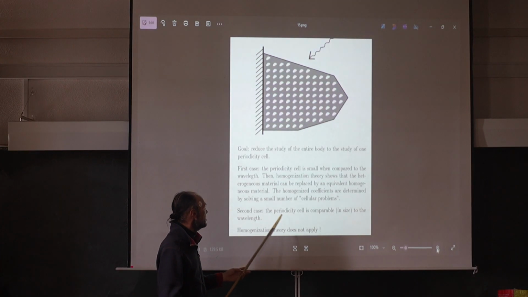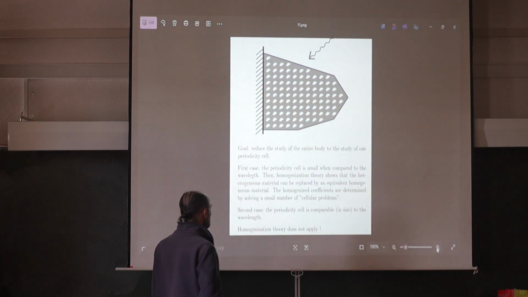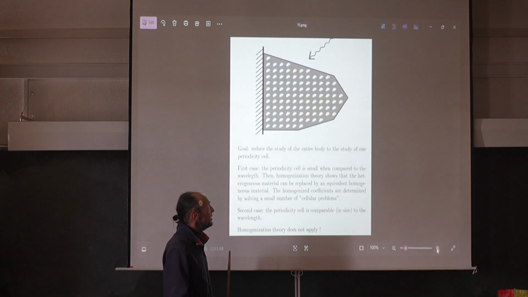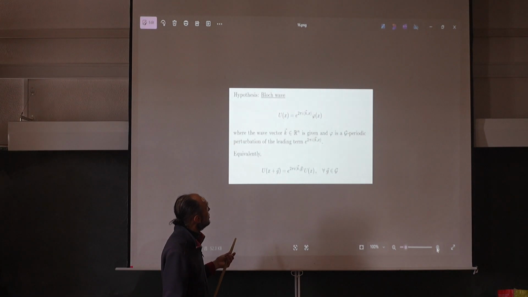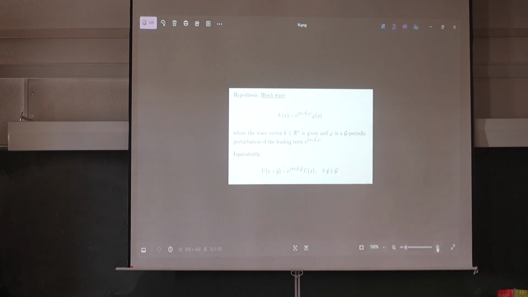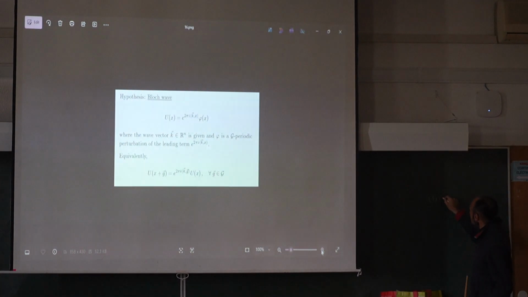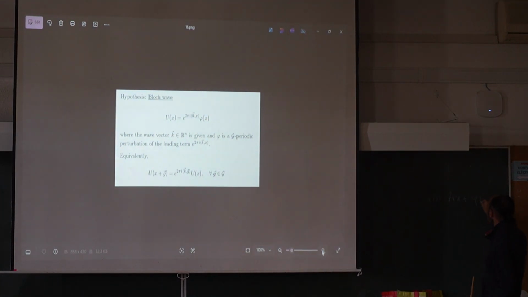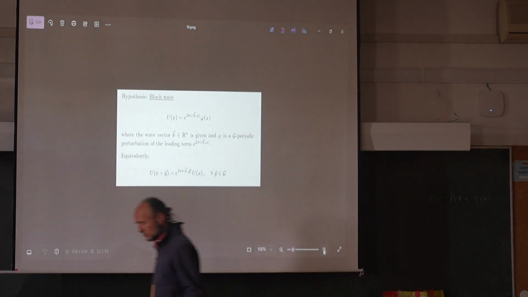The second case is when the periodicity cell is comparable to the wavelength. And here things get complicated. Homogenization theory does not apply anymore. So here you have to go back and build again the whole theory. And you make the zoom, as I told you, and you add the hypothesis. Remember the hypothesis, I will write it on the blackboard. In the homogenization theory, we had the hypothesis that our solution was like a linear part plus a periodic perturbation. This was sort of a tangent function to the unknown u epsilon.